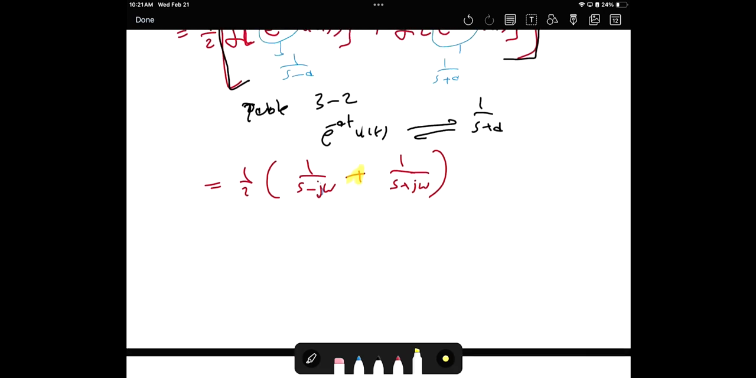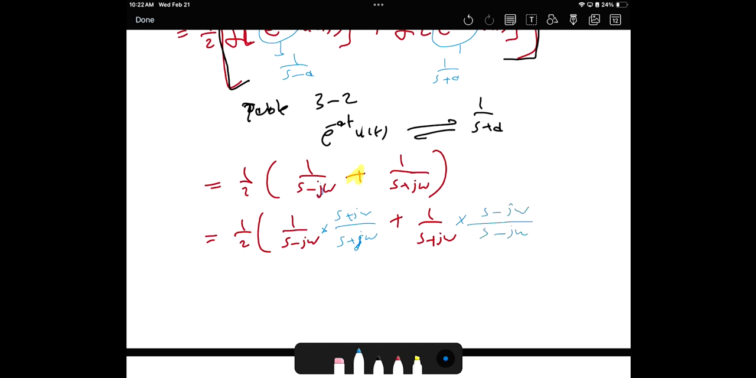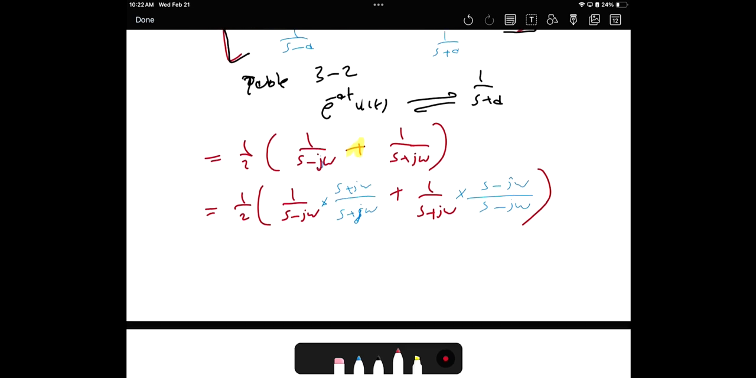Basically, we have s plus j omega, s minus j omega, and there is a positive sign. So what we will do is multiply each part by its conjugate. The first term is 1 over s minus j omega, so I'm going to multiply by s plus j omega over s plus j omega. Then we still have the positive sign, 1 over s plus j omega, and we multiply by the conjugate, s minus j omega over s minus j omega. Okay?